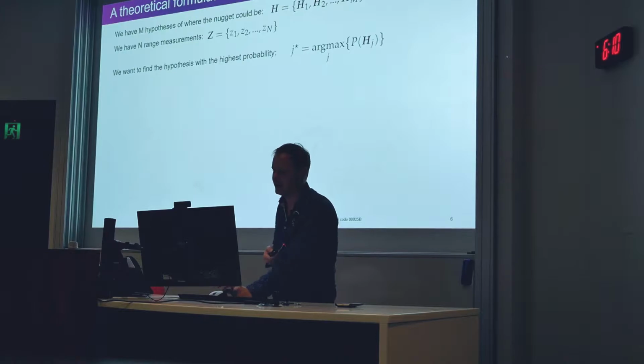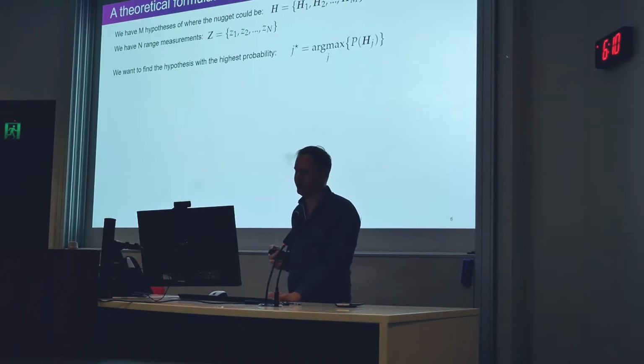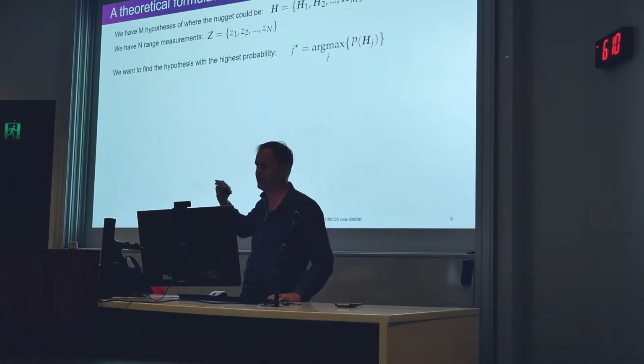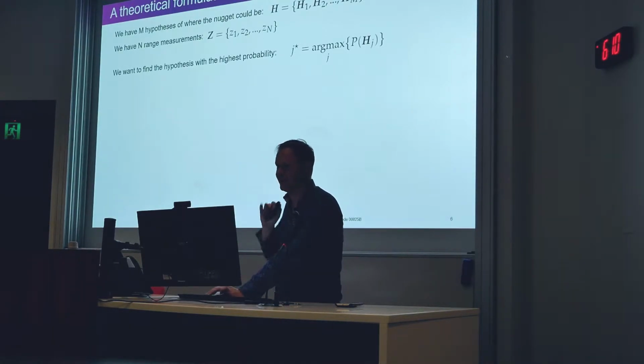We want to find the hypothesis, the jth index of these hypotheses. We want to find Hj that maximises the probability of it being where the nugget is. The probability that the nugget is at 80 metres should be the highest. Okay, so we're looking for that index. Pretty clear? Cool. Told you, it's like one more slide of maths.